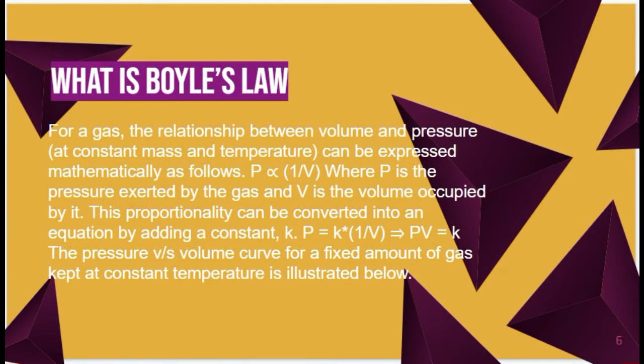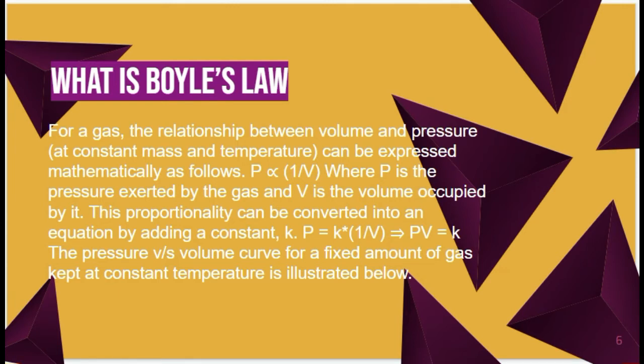For a gas, the relation between the volume and the pressure at a constant mass and temperature can be expressed mathematically as follows: P is inversely proportional to the volume, where P is the pressure exerted by the gas and V is the volume occupied by it. The proportionality can be converted into an equation by adding a constant K, where P = K times 1/V, so PV = K.